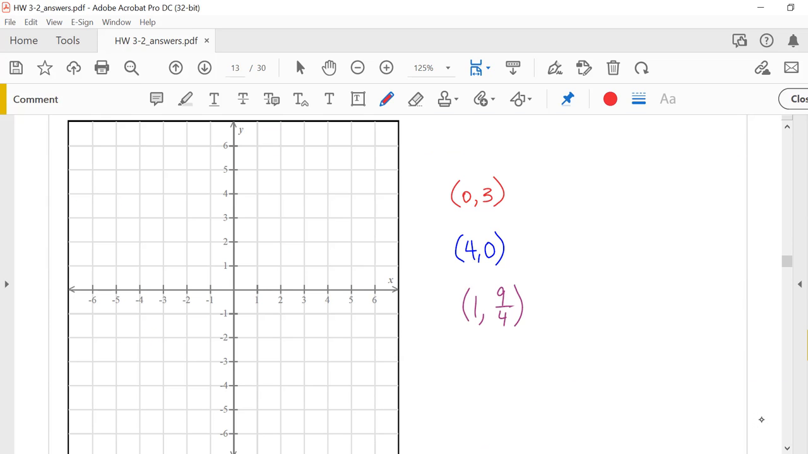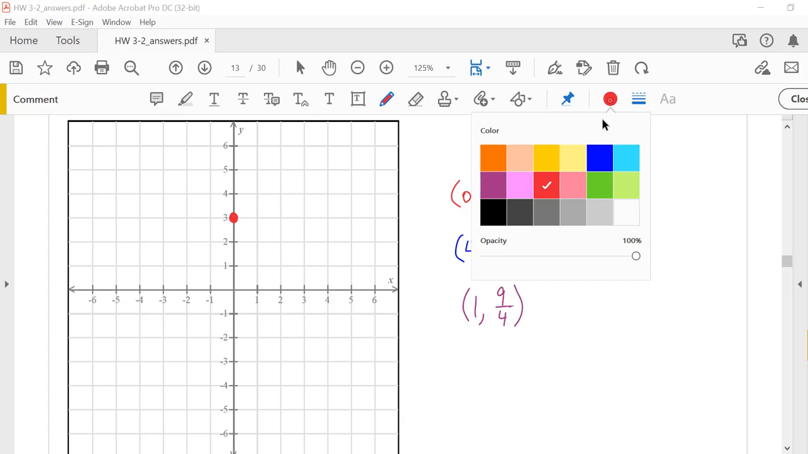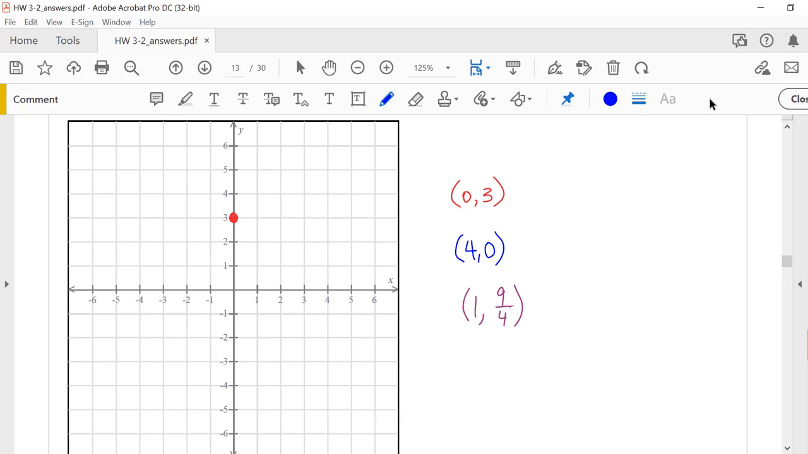Okay, let's go plot these points. 0, 3. In the x direction, I go 0. Then on the y direction, I'm going to go up 3. My first point is right there. My second point is 4, 0. So I'm going to go right 4 and then up and down 0. My second point will be right here.